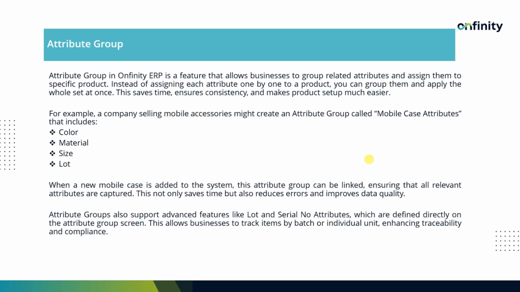Attribute groups also support advanced features like lot and serial number attributes, which are defined directly on the attribute group screen. This allows businesses to track items by batch or individual unit, enhancing traceability and compliance. So, basically, the attribute group is the centralized screen which combines all the available options for the attribute set instance, which is further assigned to a product.